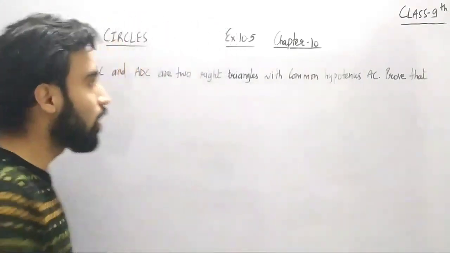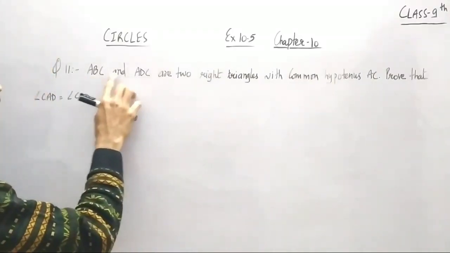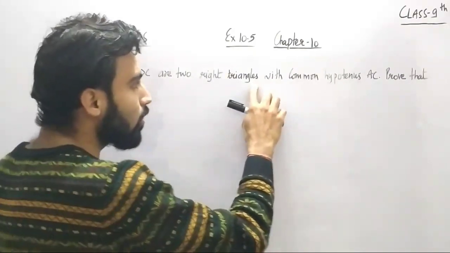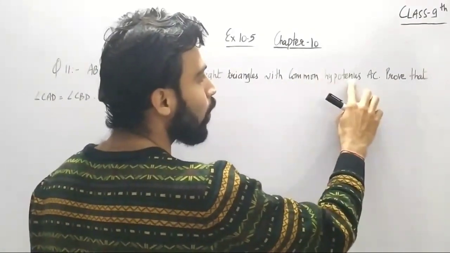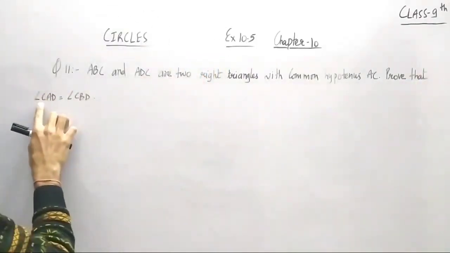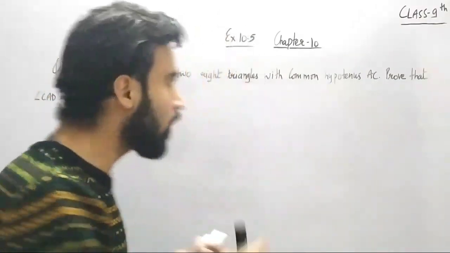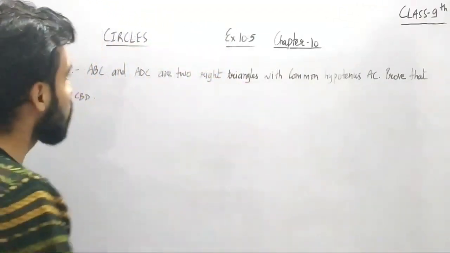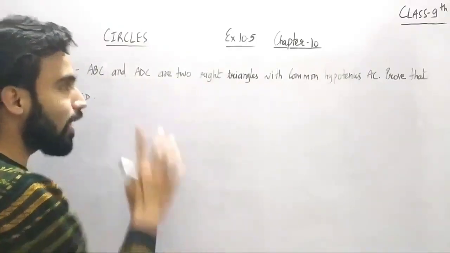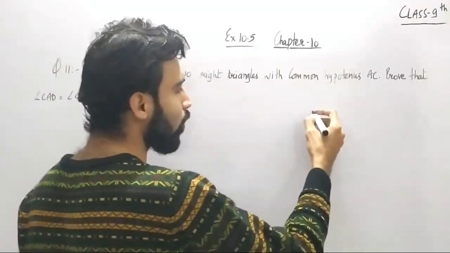So you can see question number 11 is given as: ABC and ADC are two right triangles with common hypotenuse AC, right? Prove that angle CAD is equal to CBD. So here first I draw the diagram. You can see according to this given condition, here there are two right triangles ABC and ADC with common hypotenuse AC. So how will I draw this diagram here?